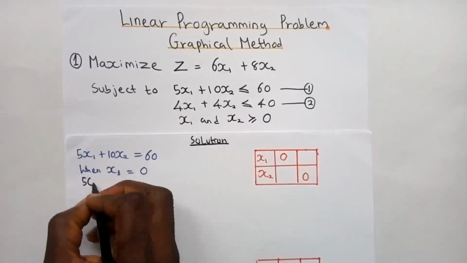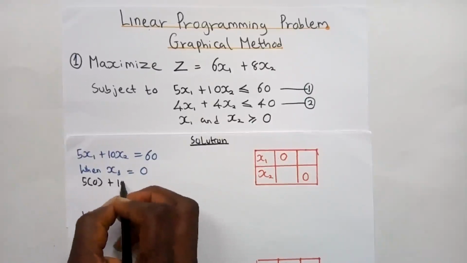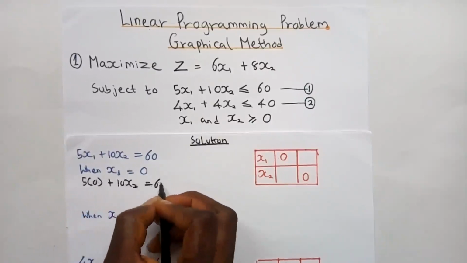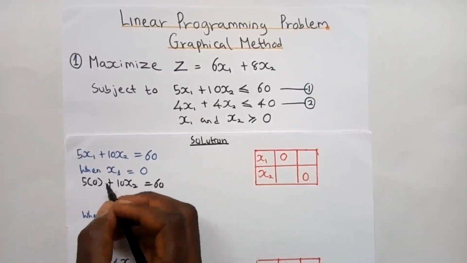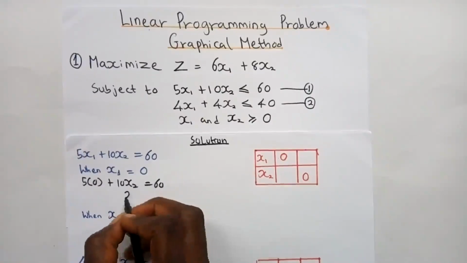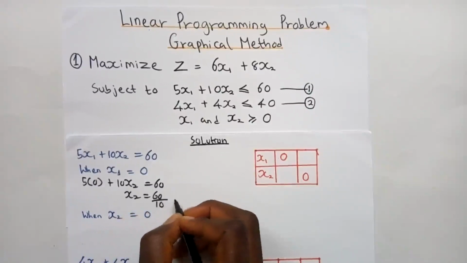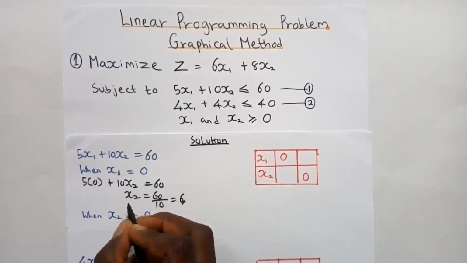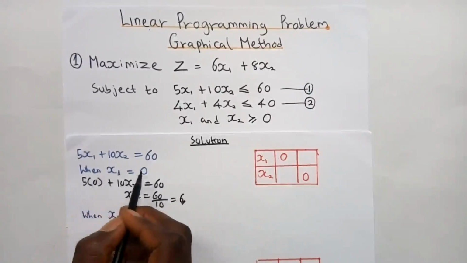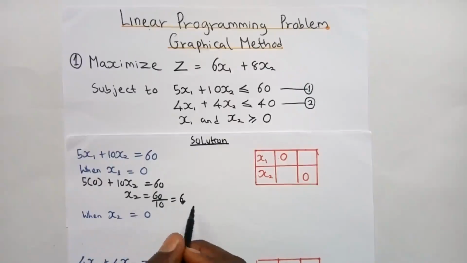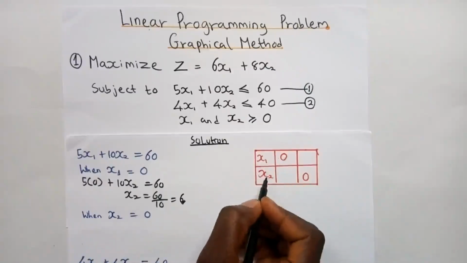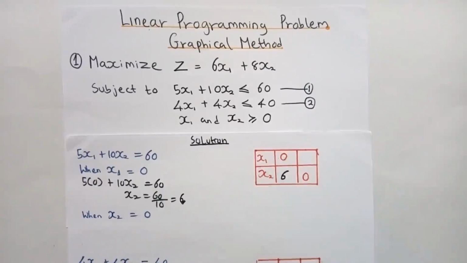So 5 multiplied by 0 plus 10s2 is equal to 60. 5 multiplied by 0 is 0. So 10s2 is equal to 60. S2 is equal to 60 divided by 10. 60 divided by 10 gives us 6. So S2 is equal to 6. So when S1 is equal to 0, S2 is equal to 6.